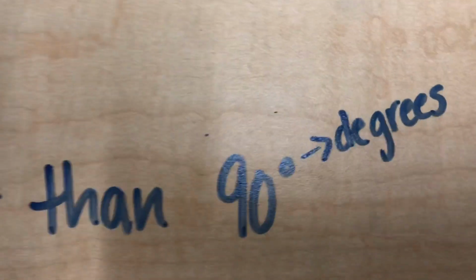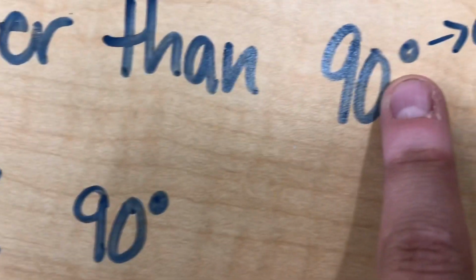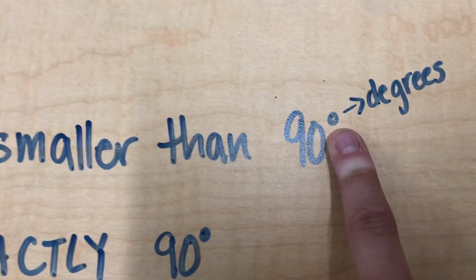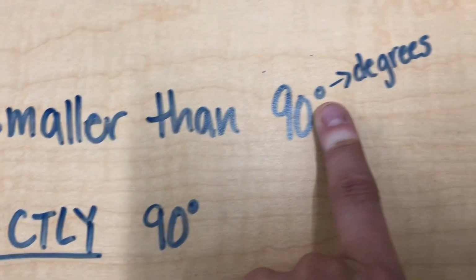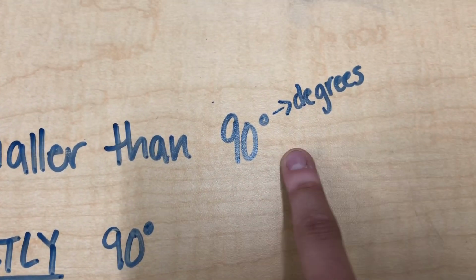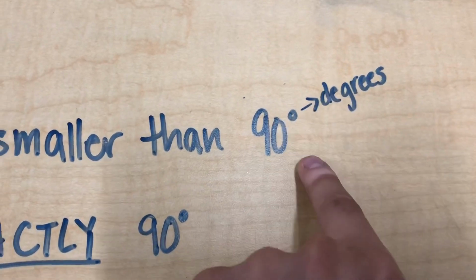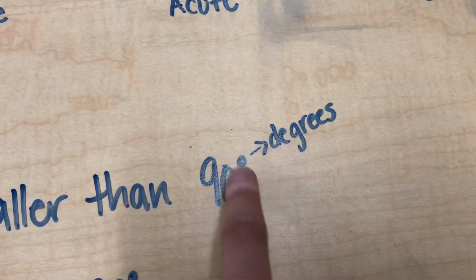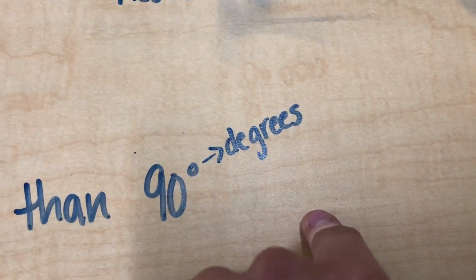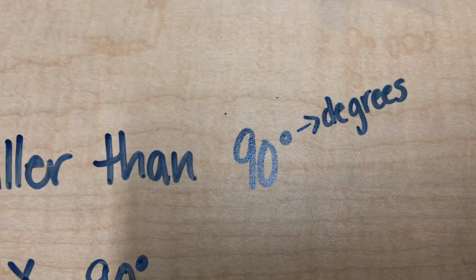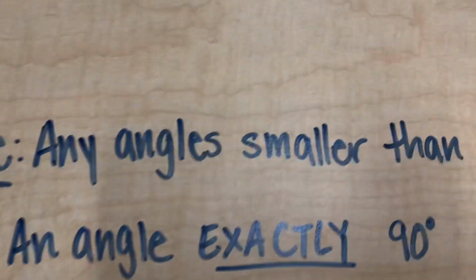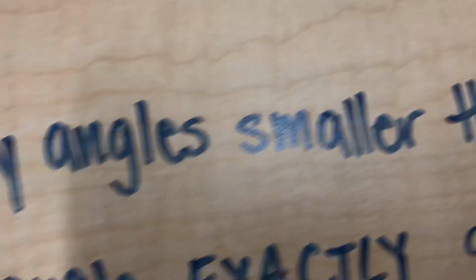And so I labeled it right here. This little circle is how we show degrees. And so if you've ever looked maybe on the Weather Channel or the weather app on your phone, you may have seen this before. And so this means degrees, whether it's degrees in angles or degrees in temperature. This is how we show that, just like how IN means inches, cm means centimeters. It's very similar, all right? So we have 90 degrees. So an acute angle is smaller than 90 degrees.